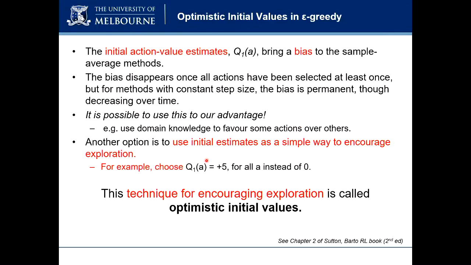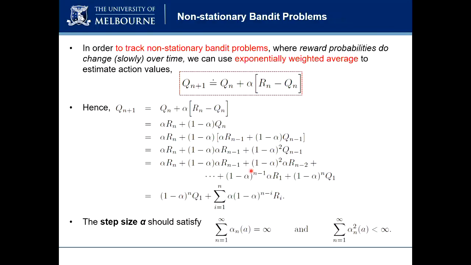Or let's say you still don't know anything about the problem, but you can be optimistic about it. The trick is, it is just a trick. You can use initial estimates as a simple way to encourage exploration. If you choose the initial values high instead of 0, then that will encourage initial exploration. So this technique for encouraging exploration is called optimistic initial values. Again, you can have a look for deeper reading. So that's one trick.